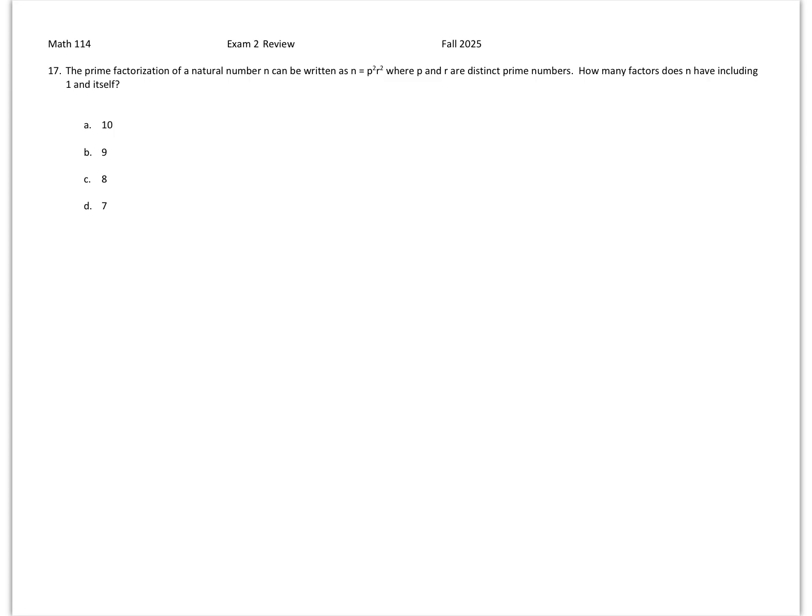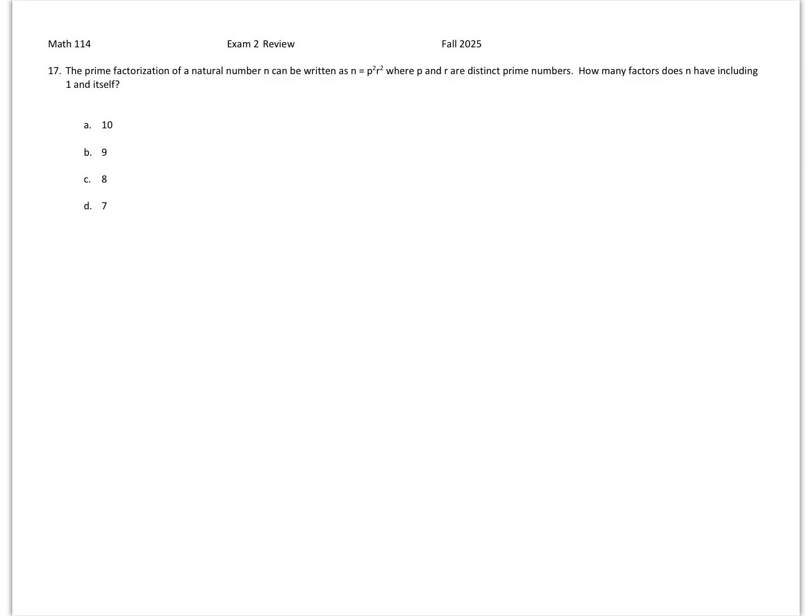The prime factorization of a natural number can be written as n equals p squared times r squared. P and r are distinct prime numbers, so two different prime numbers, p squared times r squared. How many factors does n have, including one and itself? So a good problem-solving technique is to check an example, right?